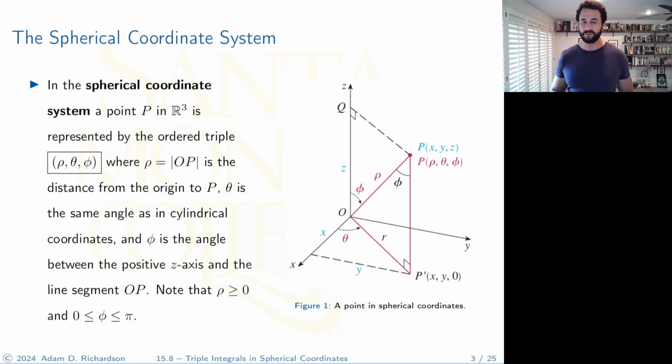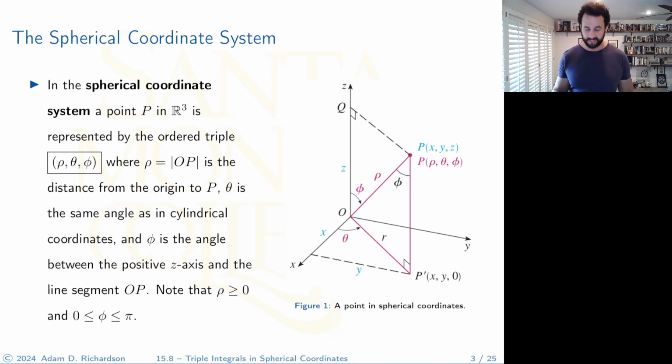All right, so here's the spherical coordinate system. In this system, a point in three-dimensional space, we'll call it the point P right here, is represented by an ordered triple rho, theta, and phi, where rho is the length of this radius right here that leads up to the point from the origin. Theta is the same angle as we had in cylindrical coordinates, or as in polar coordinates. And phi is the angle between the positive z-axis and this ray right here. So phi is this angle, just like so.